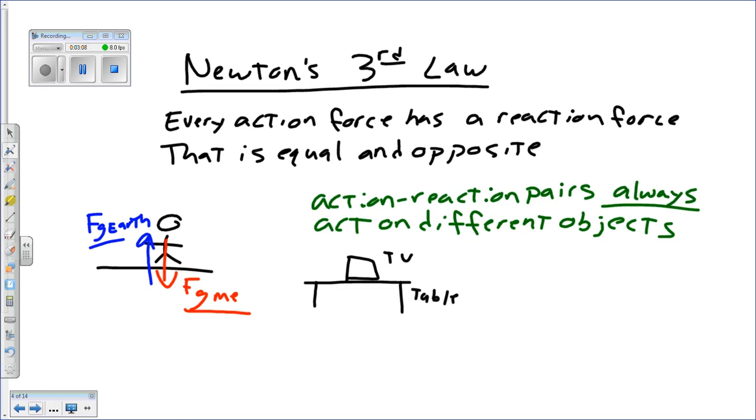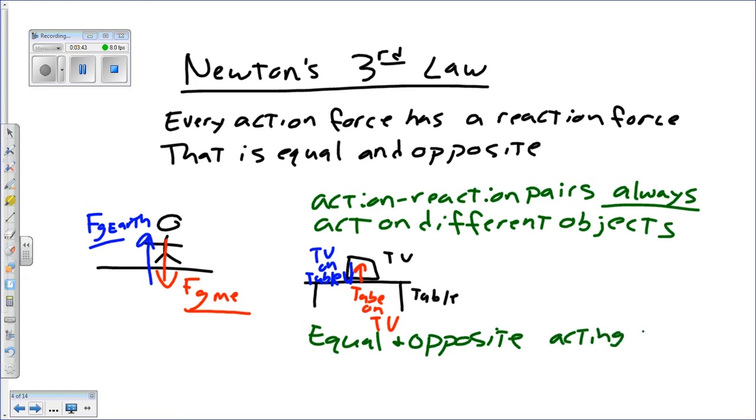So if I have a TV on a table, that table pushes up on the TV with a normal force. Table on TV. Well, the TV returns the favor. It has to push back on the table with exactly the same amount of force. They are equal and opposite.